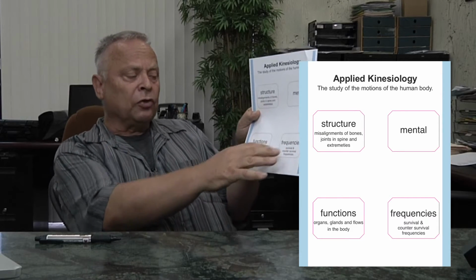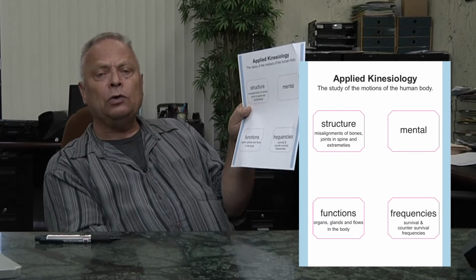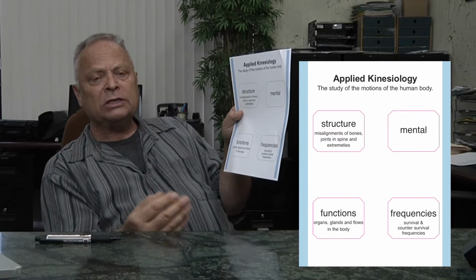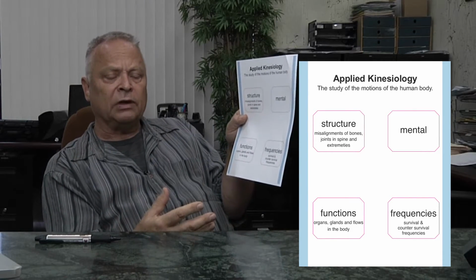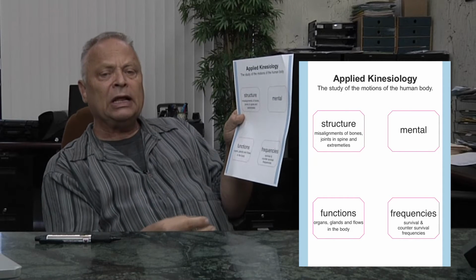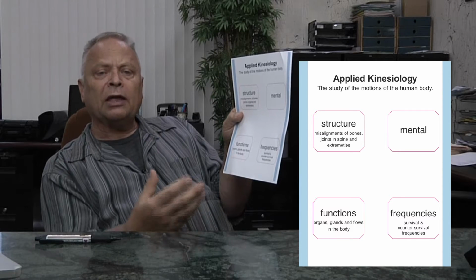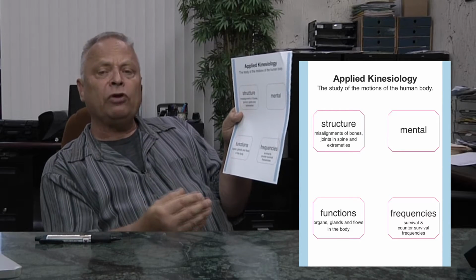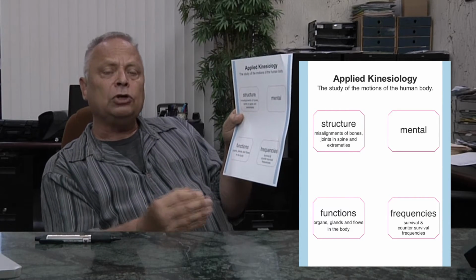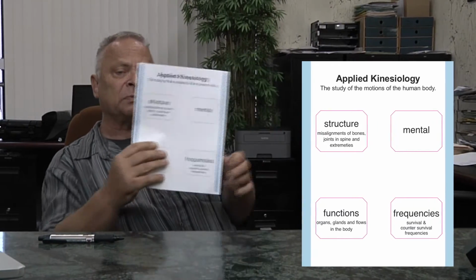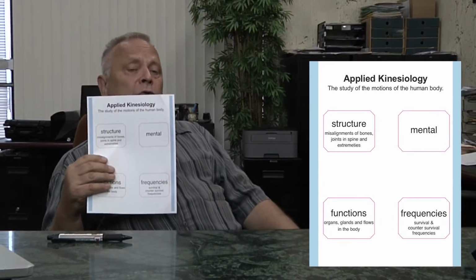The last and the fourth one, frequency, is the one I use most of the time, which means on this planet there are only 2 types of frequencies: survival and counter-survival. Every product has its own frequency. Every person has his own unique frequency, like a fingerprint. So I can ask the body, is that frequency, that product, for you a survival or counter-survival frequency? And that's the last part, frequencies. This is where I use it the most.